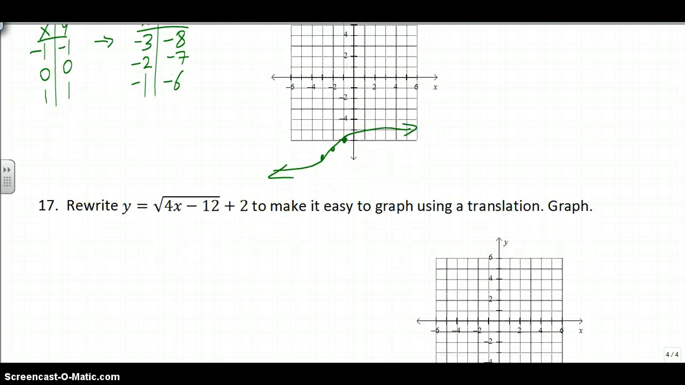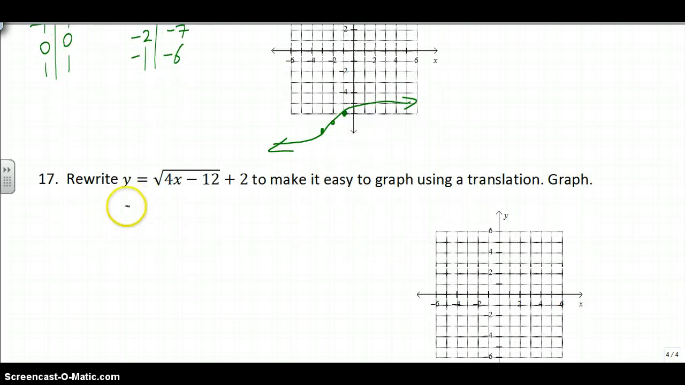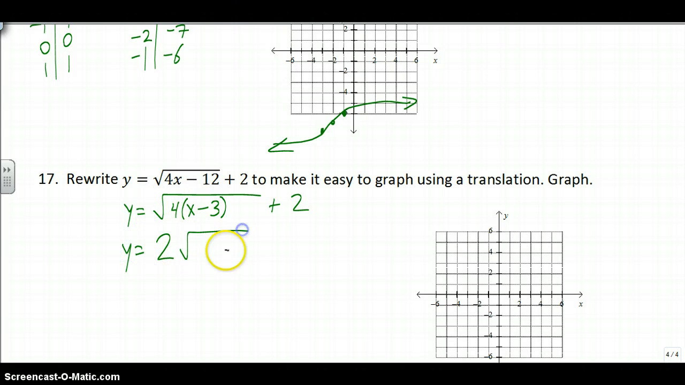And lastly, rewrite this to make it easy to graph. Well, okay, we can do that. Pull out a 4 from the inside. You get x minus 3 plus 2. But what's the square root of 4? Well, that's just 2. And then all of a sudden, it's really easy to graph.